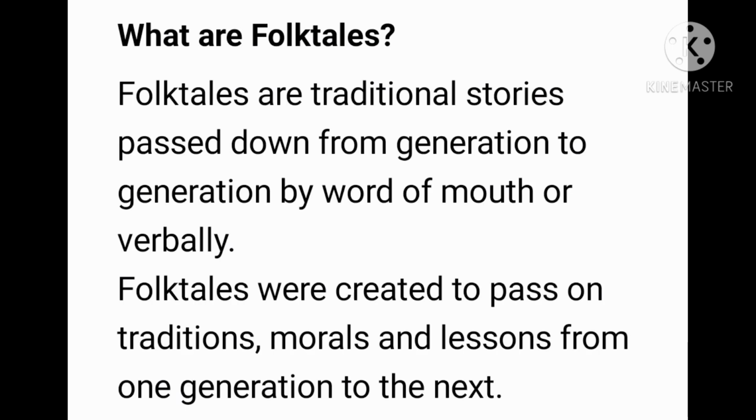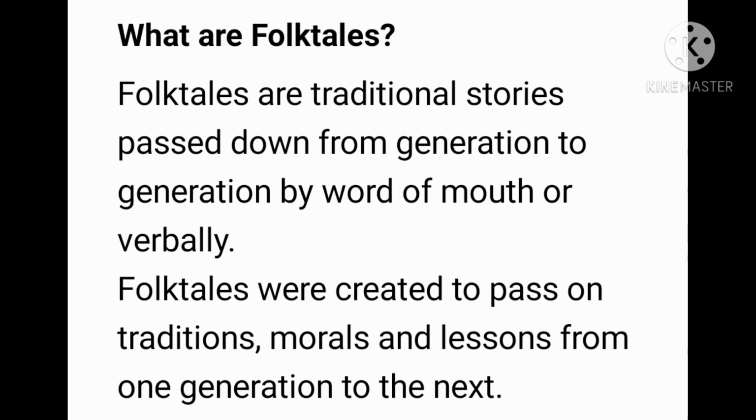What are folktales? Folktales are traditional stories passed down from generation to generation by word of mouth, or verbally. Okay, so there were no written sources, therefore the authors of these stories are unknown. Folktales were created to pass on traditions, morals, and lessons from one generation to the next.